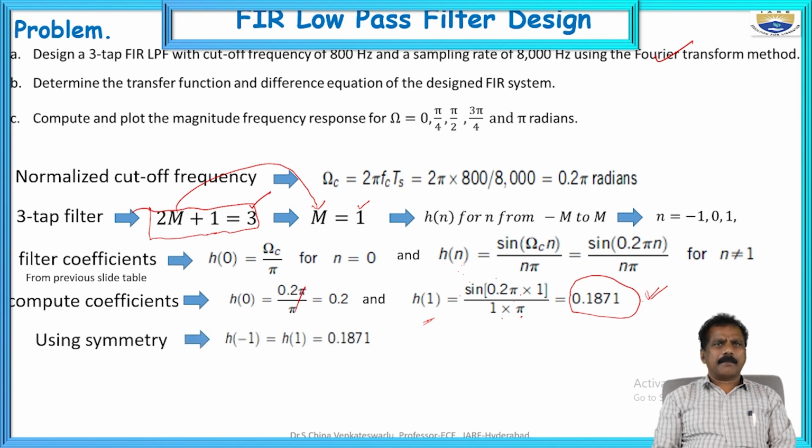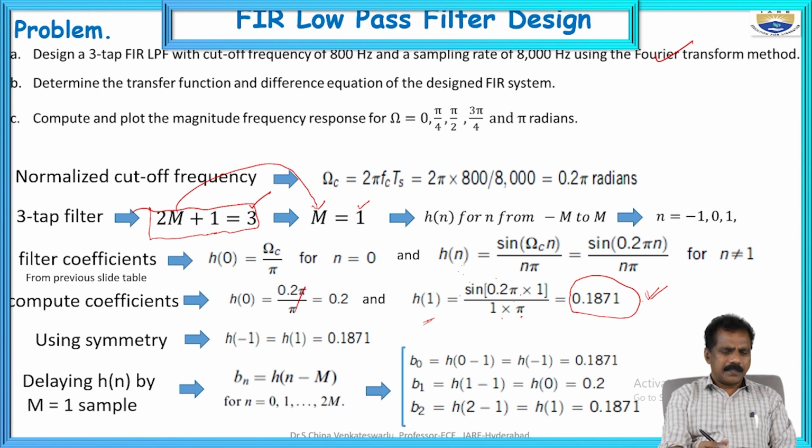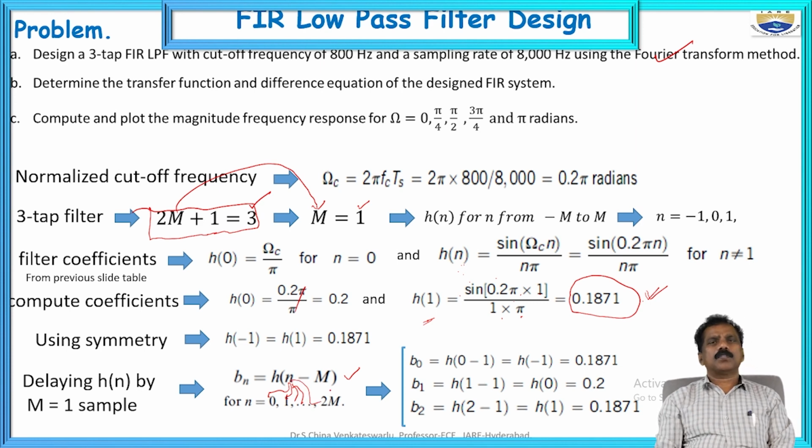Using the symmetry property, h of minus 1 is equal to h of 1, which is 0.1875. Delaying h of n by M equal to 1 sample, we get b of n equal to h of n minus capital M, for n equal to 0, 1, 2, 3 and so on, up to 2M.